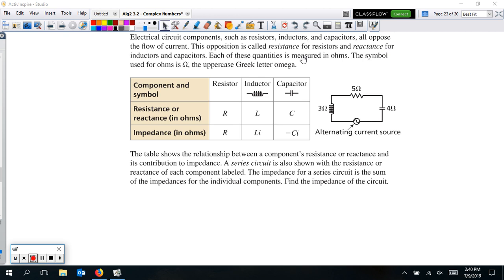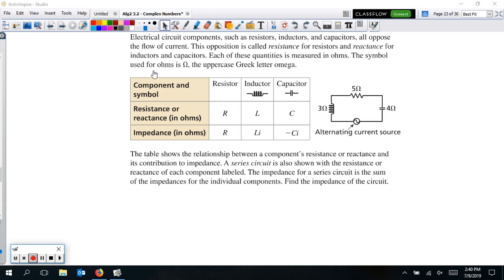Each of these quantities is measured in ohms. Ohms is a unit of measure, like inches or centimeters, but in this case we're talking about electrical currents. In fact, there's an ohms meter that you can buy at a hardware store, and probably Walmart as well, that you would stick into your electrical sockets to see how many ohms it's producing. They call it an ohms meter.